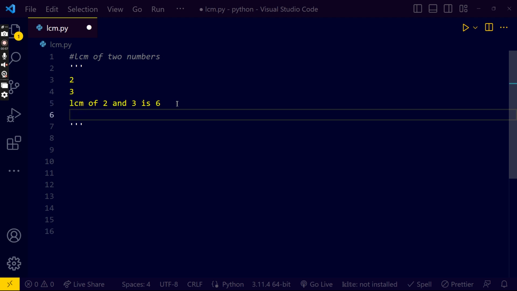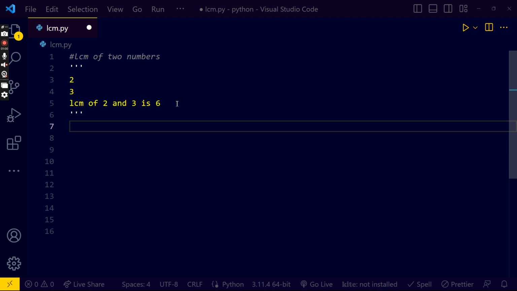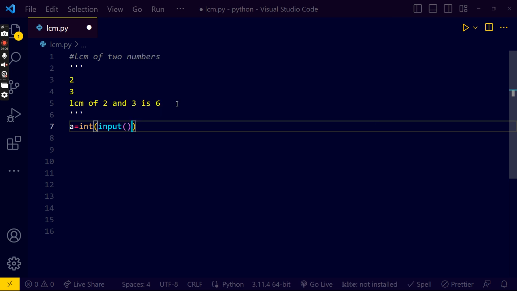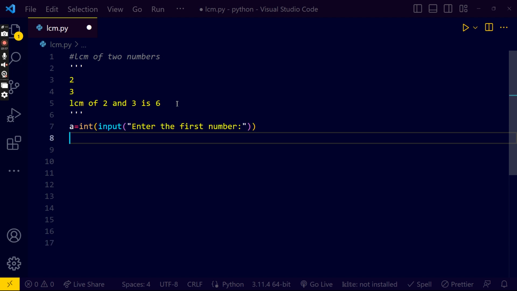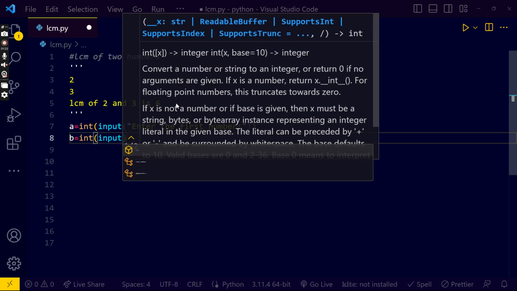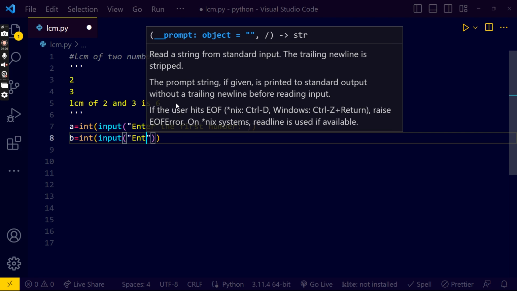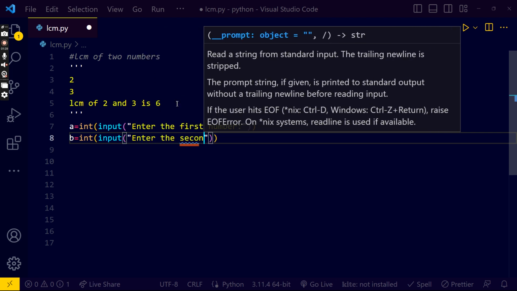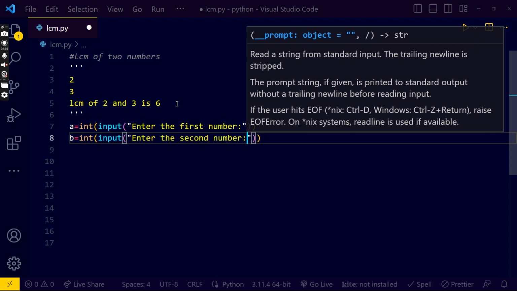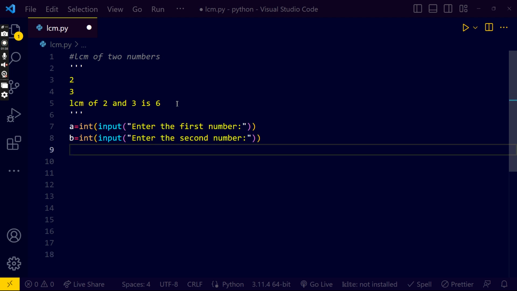Let us execute this code first. Okay. Now I'm taking A equals int of input, for the first number. B equals int of input, for the second number. Next, now I'm implementing the logic.